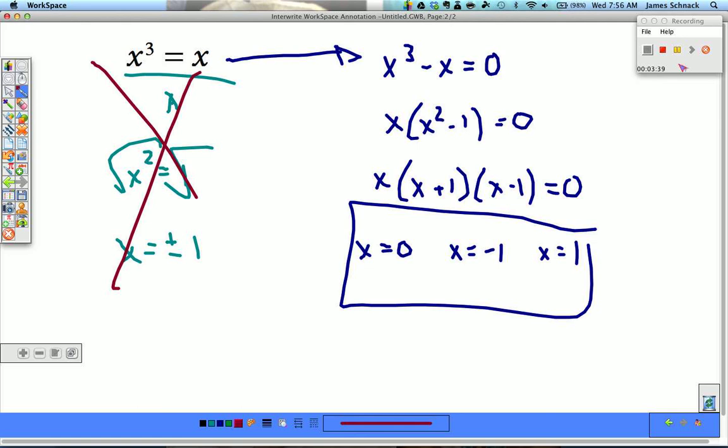You're going to see a variety of questions, some of them big and scary, some of them not so big and scary. Get them equal to 0, get it factored, and then set each factor equal to 0. That's the null factor law, also known as the zero product property.